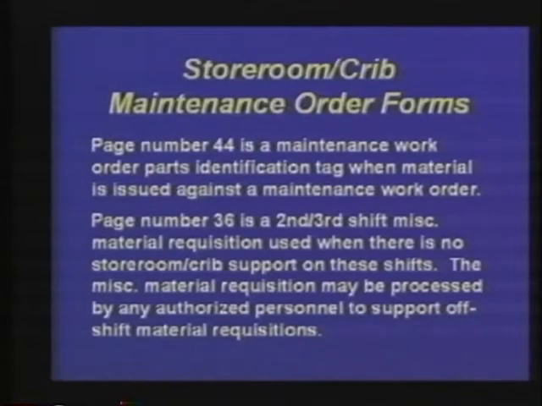Page number 44 is a maintenance work order parts identification tag. There are many identification tags. This happens to be one that can be used as an individual tag, or it could likewise be used where we would literally physically wire, if you will, that hang tag to a particular item like a motor, a gear reducer, or some other large spare part item.